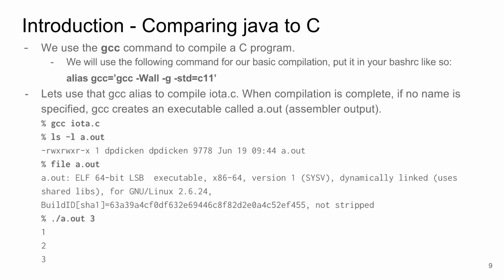So just remember that GCC is the command we'll be using to compile. By default, GCC creates a file called a.out.